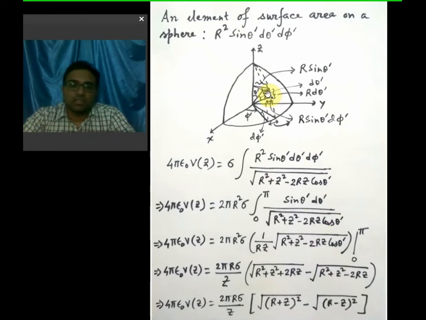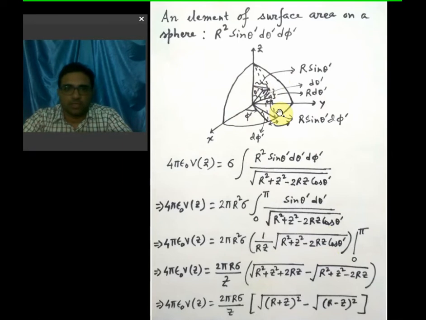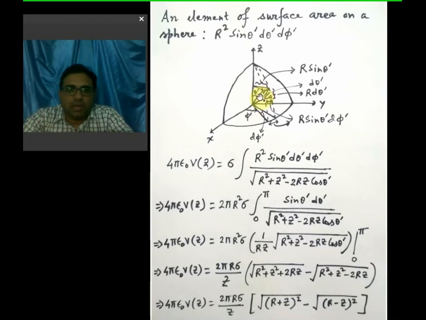So I discussed in one of the last few classes what the elemental surface area on a spherical surface will be. Today I am discussing that again, because maybe you can forget that. So here this is that elemental area, this shaded portion. Now you can see this angle is making theta prime with respect to z, and this small angle is d theta prime. In that case this length will be capital R d theta prime, right?